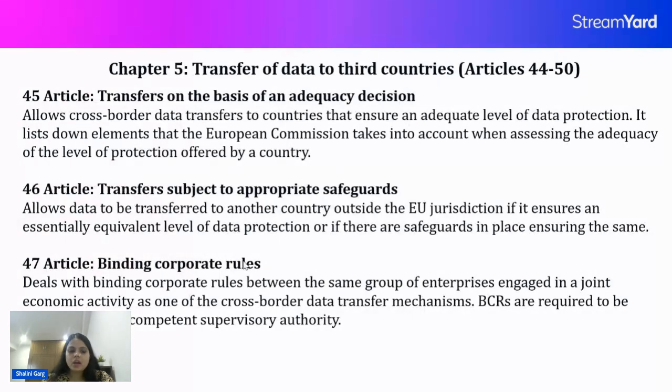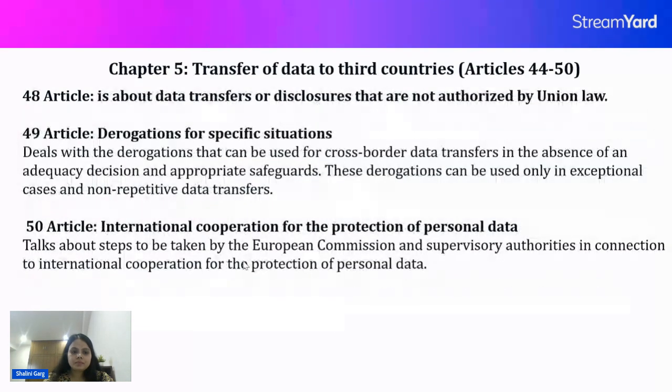All right, now we are moving towards derogation. And derogation, I already told you: appropriate adequacy decision, appropriate safeguard, binding corporate rule, and derogations. So this is the last measure. Derogation is basically the exception. So personal data may be transferred to a third country or international organization if these conditions are met. If these conditions are met, we do not have to comply with any other sections, okay?